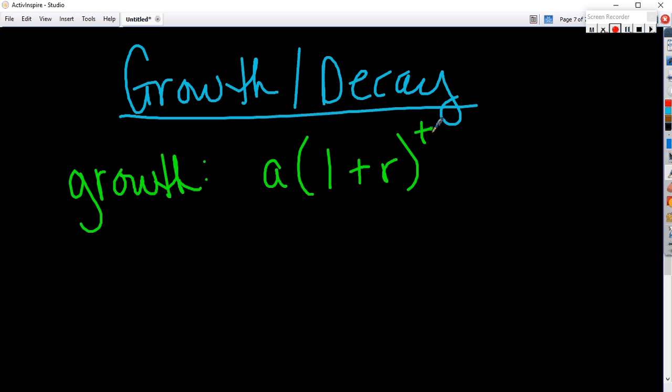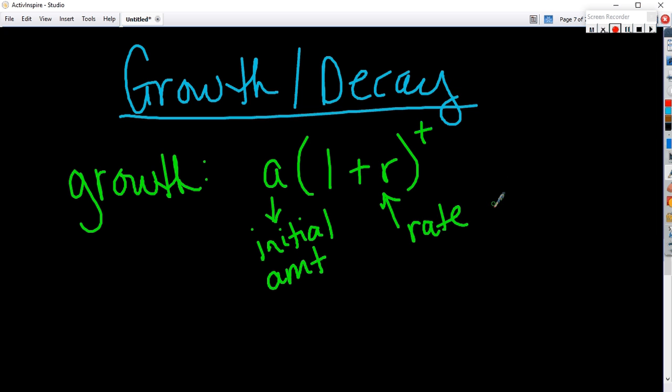So I need to tell you what everything stands for. A is going to be your initial amount. R is your rate, but now your growth rate, it's going to give it to you as a percent. It's going to say that population increased at a rate of 6.23% per year. So you need to make sure when it gives it to you as a percent that you change to a decimal for the problem.